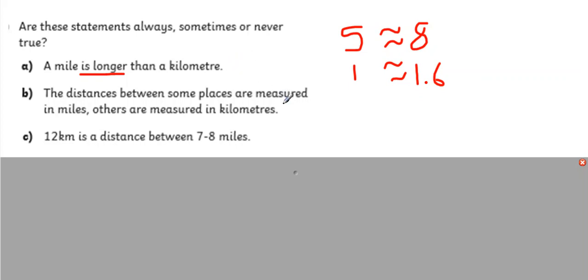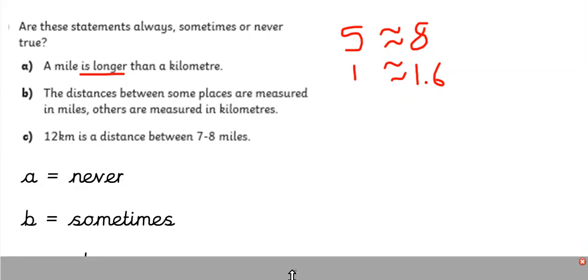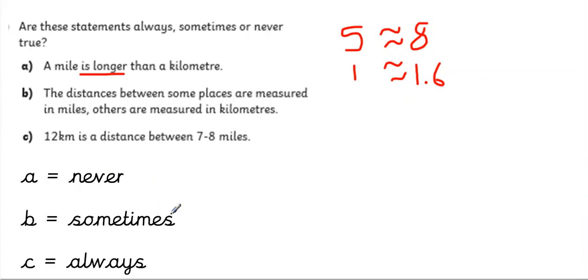The distances between some places are measured in miles, others are measured in kilometres. So, as I've said, if you are going running, for example, some running routes are measured in kilometres, like 10k, for example, but others are measured in miles. For example, a marathon is 26.2 miles. So I would say that that is sometimes. 12 kilometres is a distance between 7 and 8 miles. So we know that 5 miles is approximately 8 kilometres. We know that 1 mile is 1.6 kilometres. So that answer would be always. So A is never, B is sometimes, and C is always.